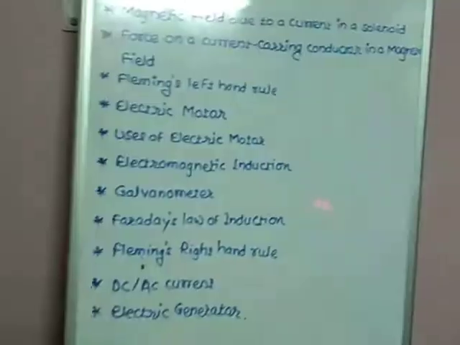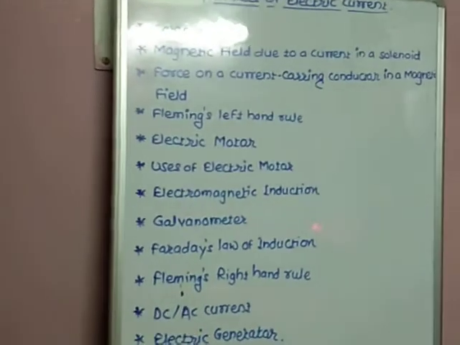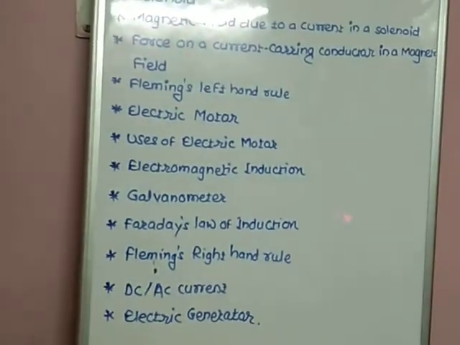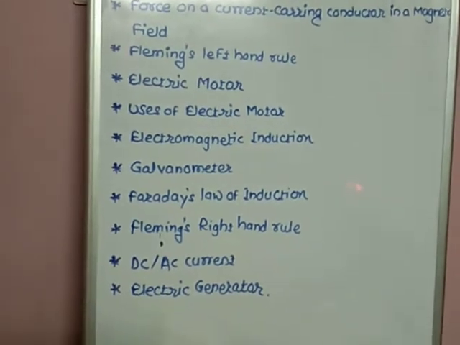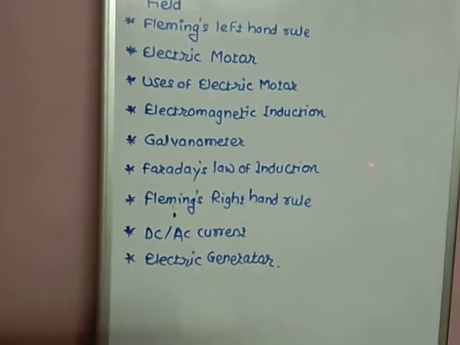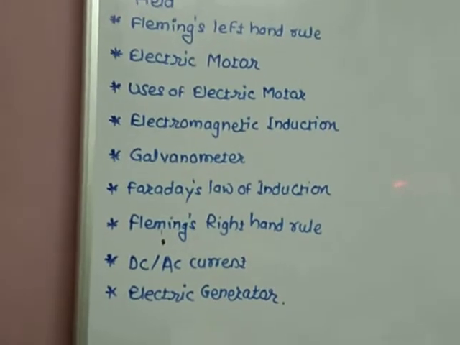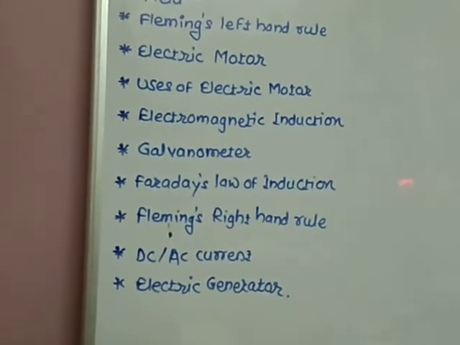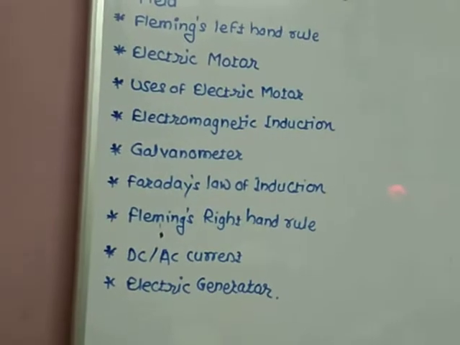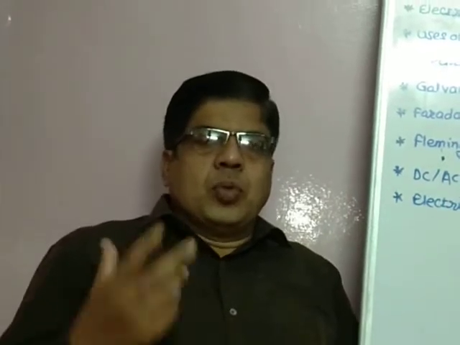The points are solenoid, magnetic field due to current in a solenoid, force on a current carrying conductor in a magnetic field, Fleming's left hand rule, electric motor, uses of electric motor, electromagnetic induction, then galvanometer, Faraday's law of induction, Fleming's right hand rule, direct current, alternating current, that means DC and AC current, and electric generator. These points we will learn today in this video.